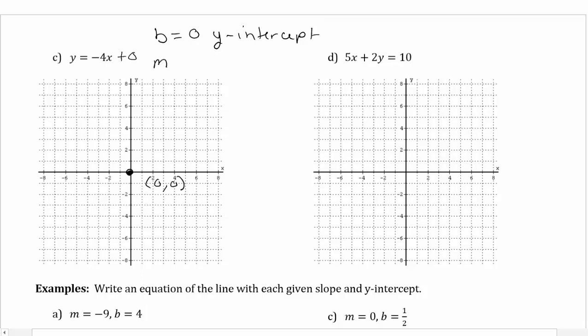Then our slope m is negative 4. And remember, we can write any number as a fraction. So we could think of this as negative 4 over positive 1, or as positive 4 over negative 1. If we think of it in the first way, negative 4 over positive 1, then that would mean to go down 4 and right 1.